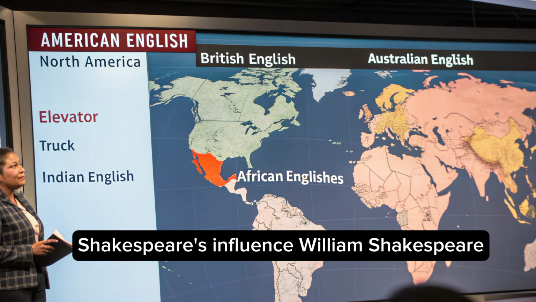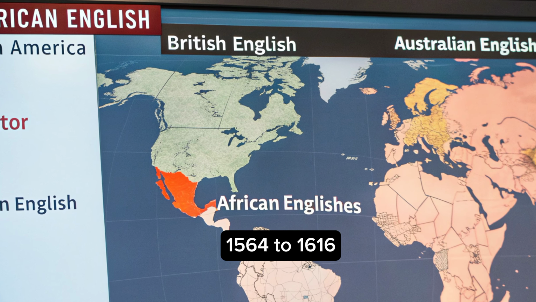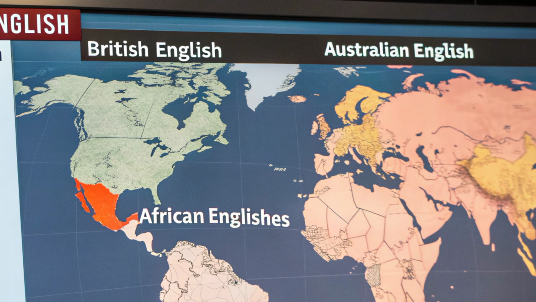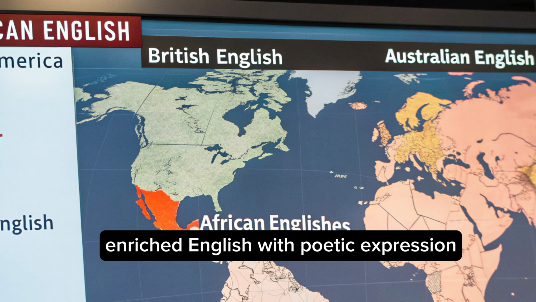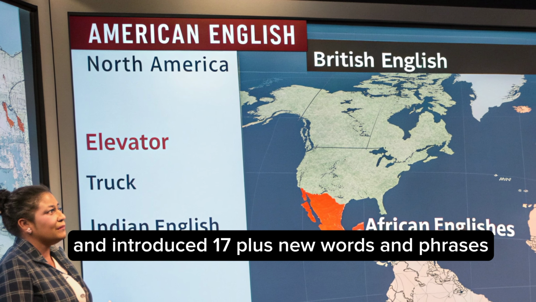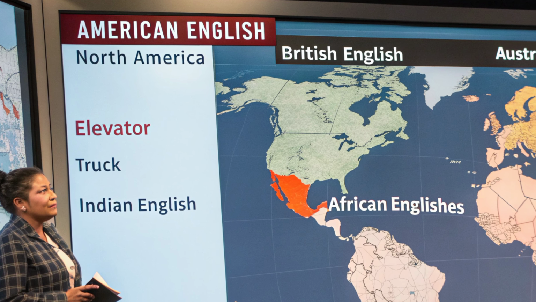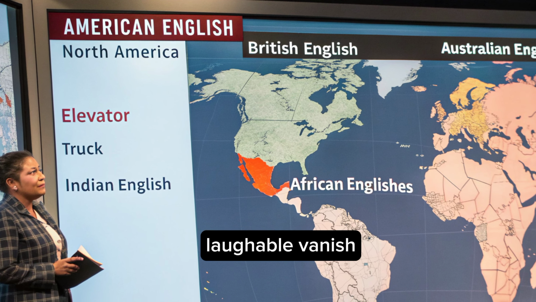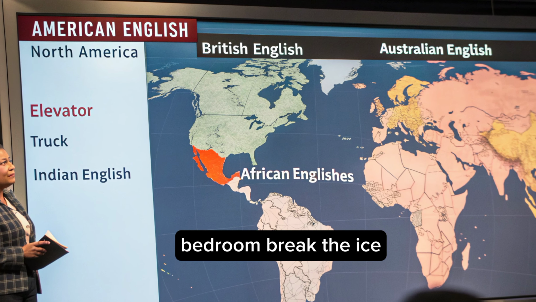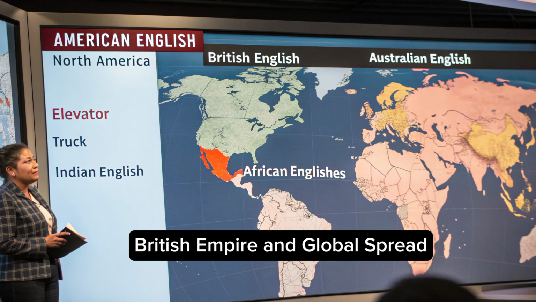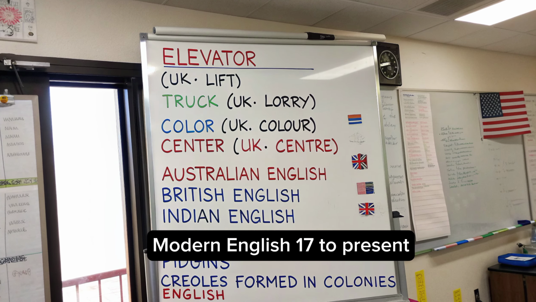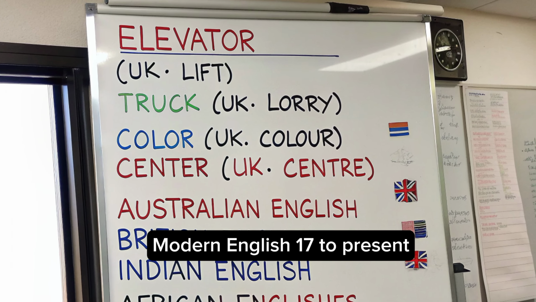Shakespeare's influence, William Shakespeare, 1564 to 1616. Enriched English with poetic expression and introduced 1700 plus new words and phrases. Lonely, majestic, laughable, vanish, bedroom, break the ice, heart of gold. British Empire and global spread, modern English, 1700 to present.